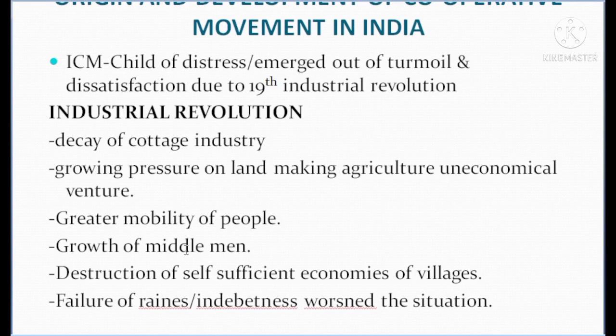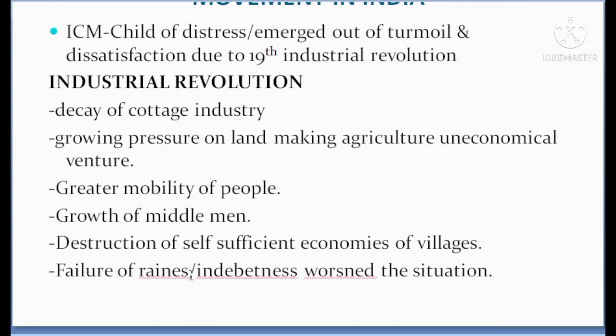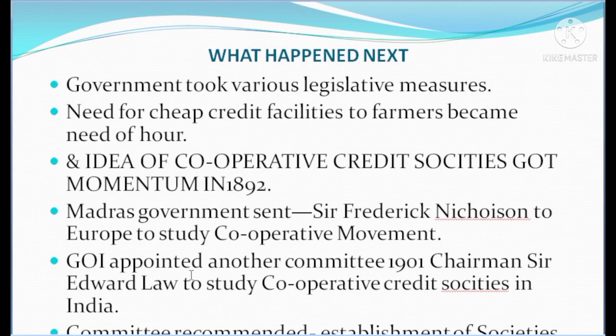There was destruction of the self-sufficient economy of villages. There was failure of rents and indebtedness, which worsened the situation. So in a nutshell, we can understand that due to the industrial revolution, there was no plan of the government to start any cooperative movement in India. It emerged due to the needs at that time. It emerged out of the situation at that time, which led to the cooperative movement to emerge.